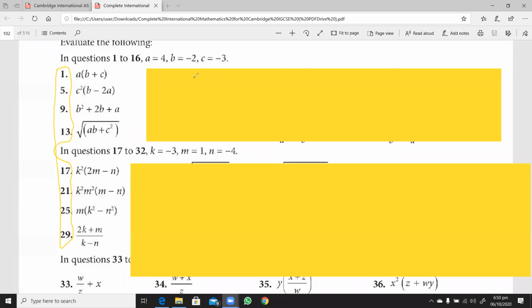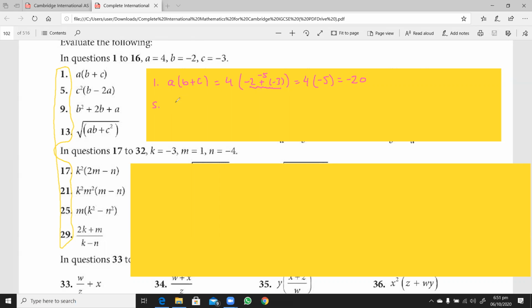Okay, now we have this first, A into B plus C. So that is 4 into B is minus 2, and then plus this minus 3. Okay. So this is 4. What is minus 2 plus minus 3? What should be their sum? Minus 5. Okay. We're summing them up. This is minus 5. So this is going to be minus 20.